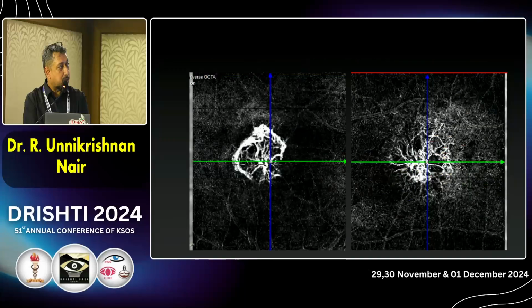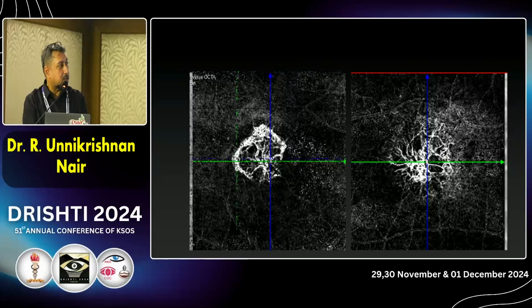Again, these are other examples of non-exudative CNVMs. They can sometimes appear like a classic membrane, but they do not exude fluid.